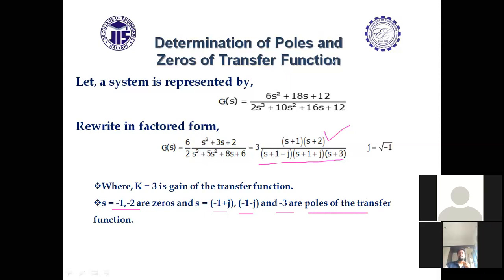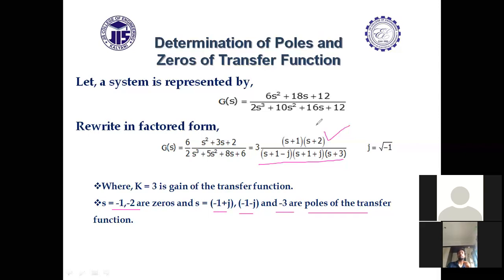So this is about pole zero, determination of pole zero and gain of a transfer function. Again, I'm telling you, this calculation is very much important for control system analysis, because later we'll be discussing stability analysis, we'll be discussing controller design. All those designs, all those analyses depend on pole zero gain values, especially the location of poles.